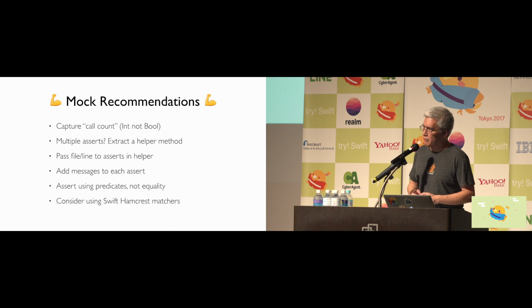When necessary, don't assert using equality. Instead, use predicates so that the test code can be more flexible and less fragile. Finally, consider using OCHamcrest matchers, which are like predicates on steroids.